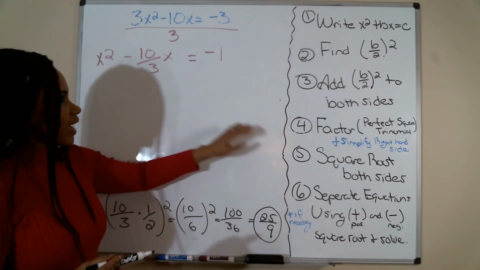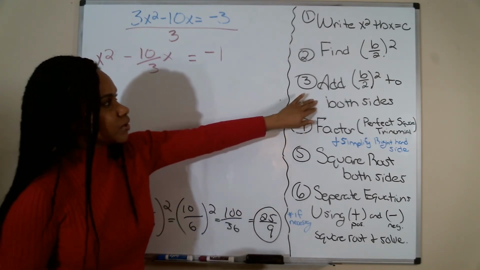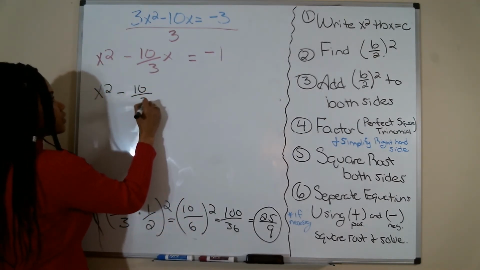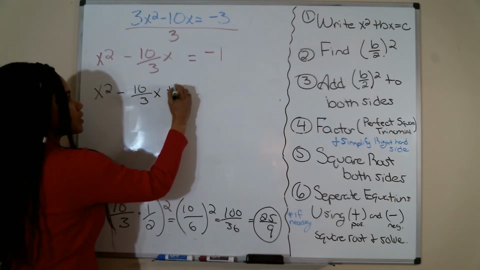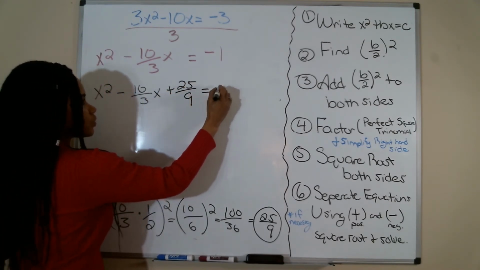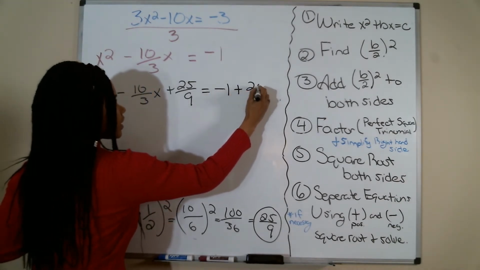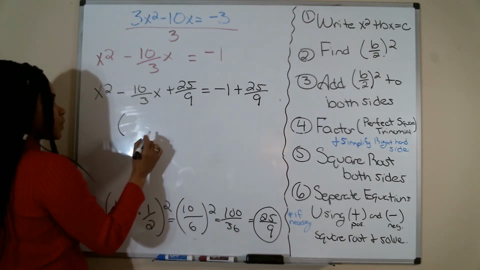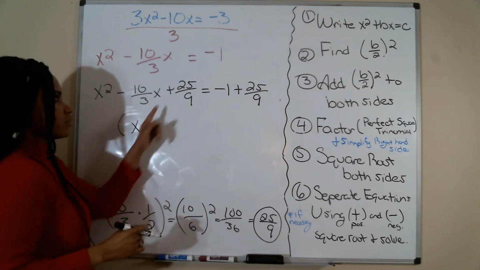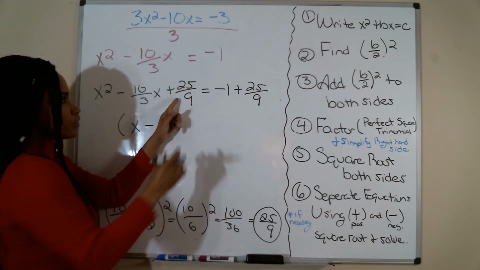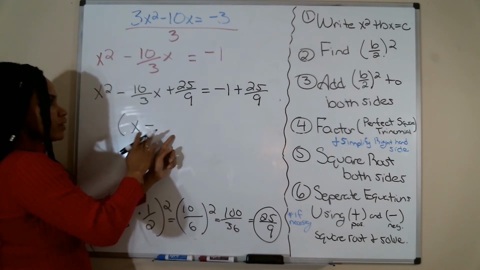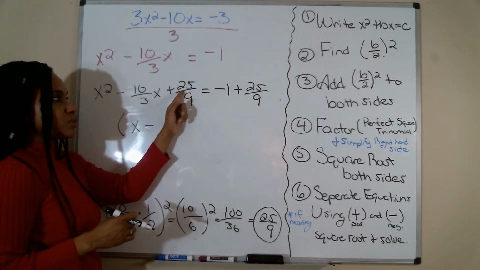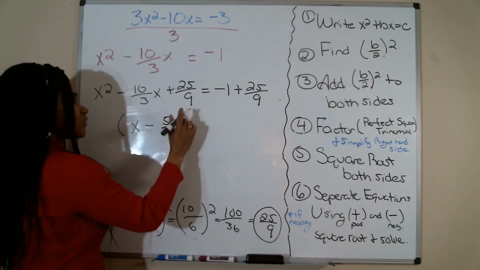Now I'm going to add that 25 over 9 to both sides. So that's x squared minus 10 over 3 x plus 25 over 9 equals negative 1 plus 25 over 9. All right, perfect square trinomial. That would be x minus, and remember, to factor a perfect square trinomial, you're just going to take this sign here, bring it down, and take the square root of that last term. So this is a perfect square. The square root of 25 is 5, and the square root of 9 is 3.